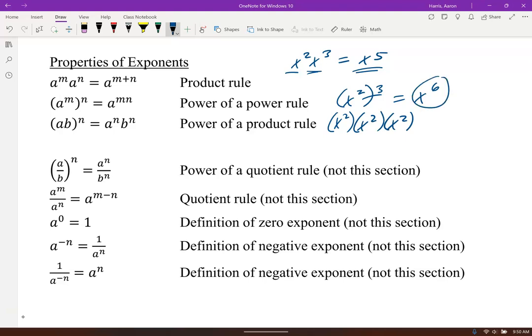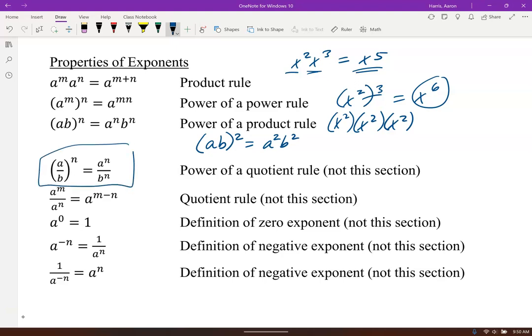This one's the power of a product rule. So like a times b squared is the same as ab times ab, which is a squared b squared, right?